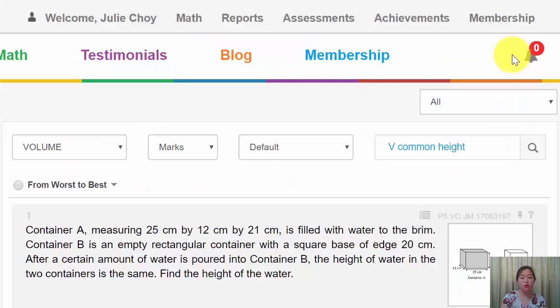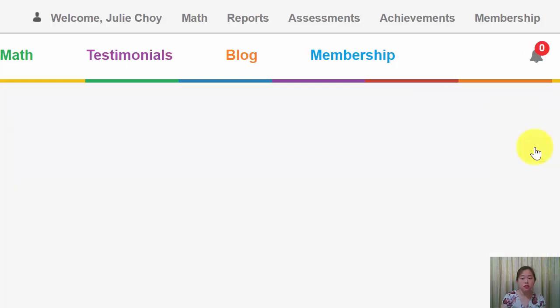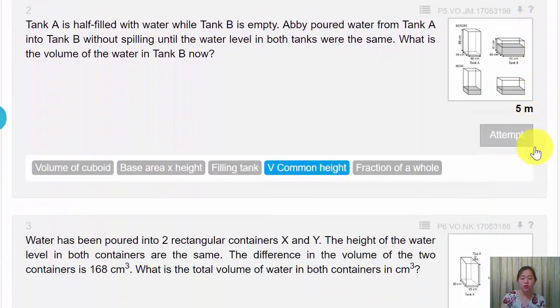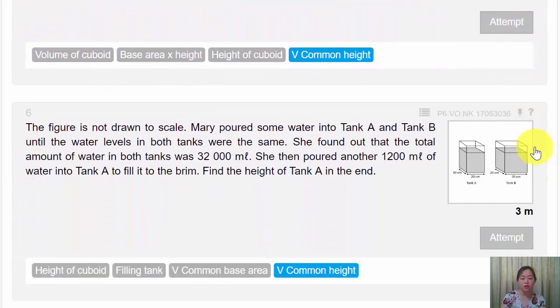Now let me show you how to revise on concepts that you're not strong in. To do so, for the concepts that I write for you for every question, you can definitely try to key in the concept name and click search. So this is under volume, common height. Make sure you choose the level that you want, the topic, and you can choose the marks. If low marks are easier for you, then try the low marks first. If you click search, it will show you the questions that we have on the same concept.